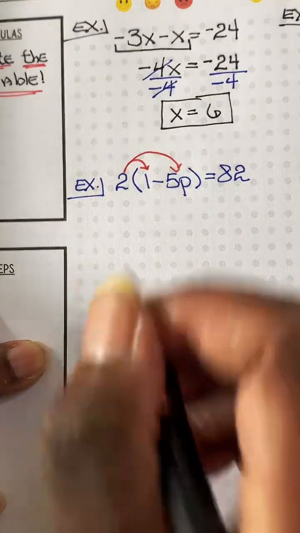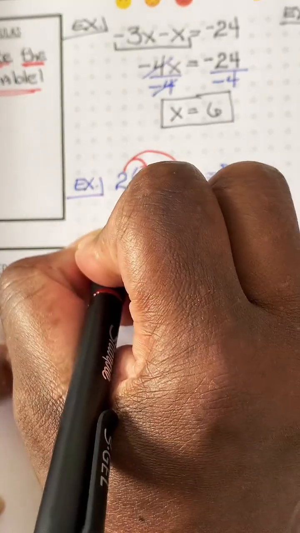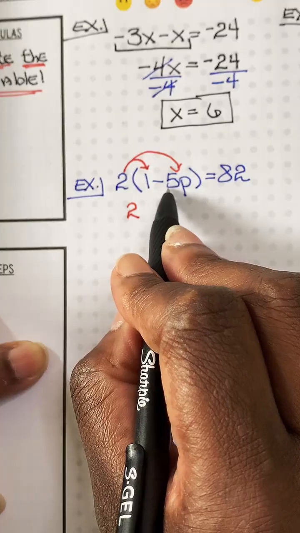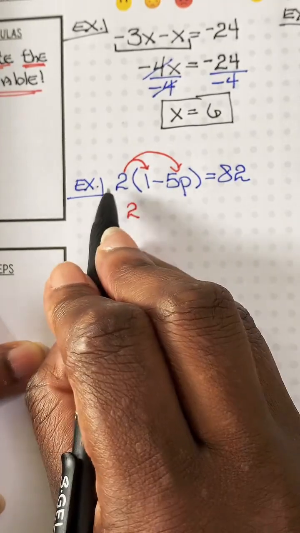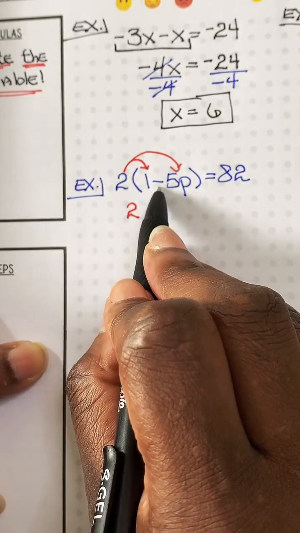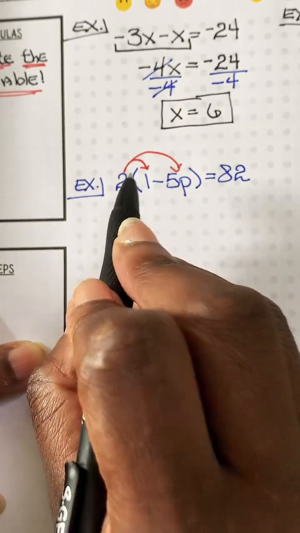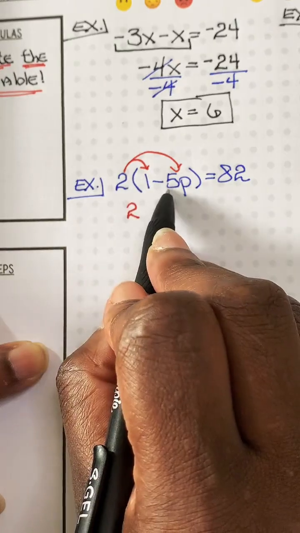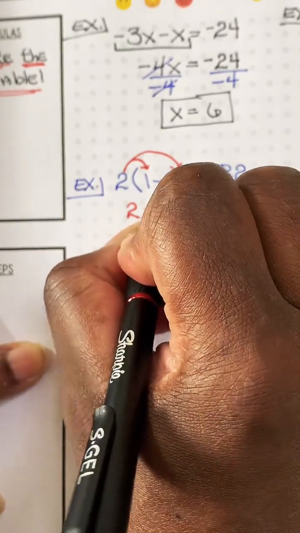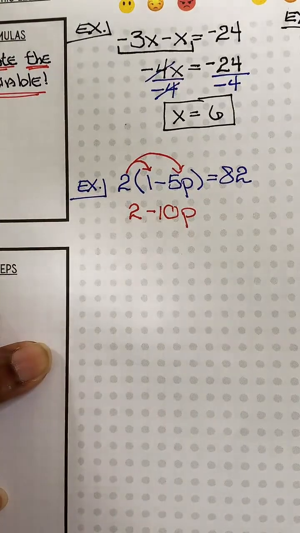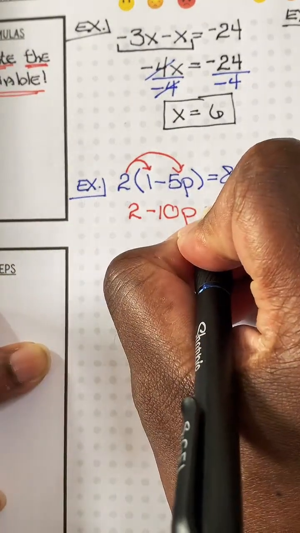That's it. So now 2 times 1, that gives me 2. 2 times negative 5, notice the signs are opposite. Yes, that is a minus sign, but that minus sign acts as a negative. So a positive 2 and a negative 5, that gives me a negative 10p. Bring down the equals 82.